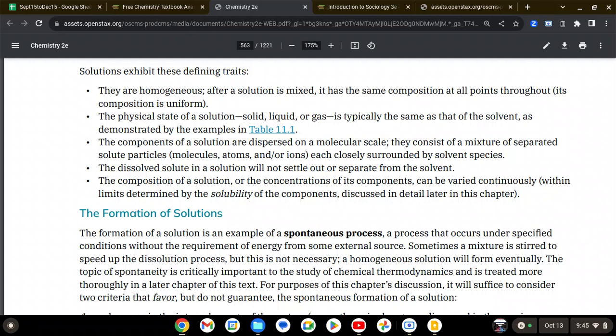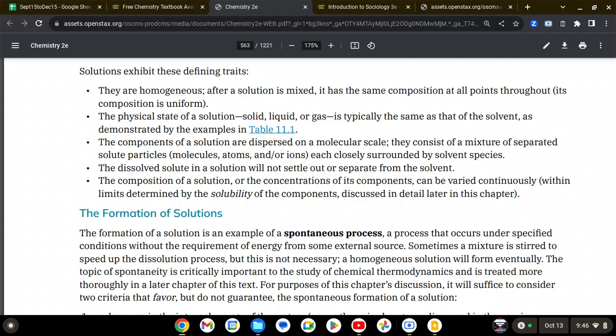The composition of a solution, or the concentrations of its components, can be varied continuously, within limits determined by the solubility of the components, discussed in more detail later in this chapter. The formation of solutions. The formation of a solution is an example of a spontaneous process, a process that occurs under specified conditions without the requirement of energy from some external source. Sometimes a mixture is stirred to speed up the dissolution process, but this is not necessary. A homogeneous solution will form eventually.